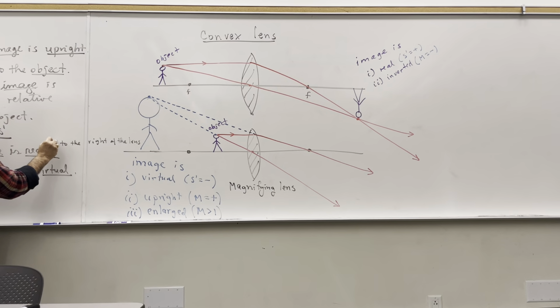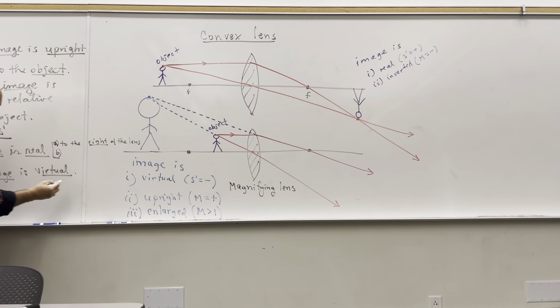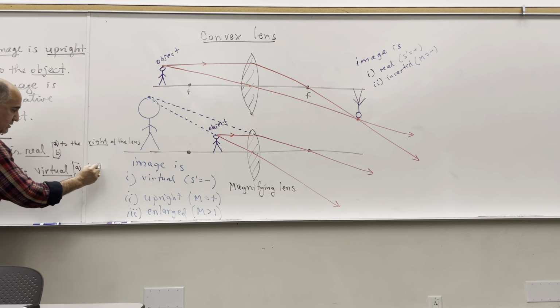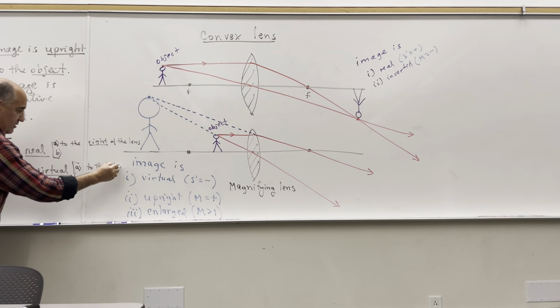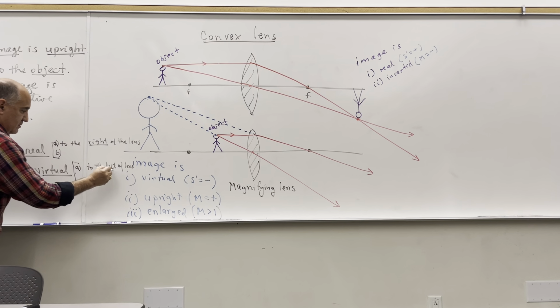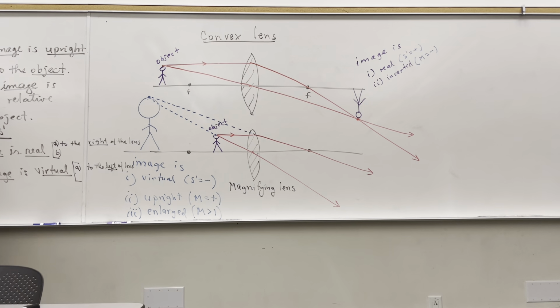That's number one. Now I have to investigate what happens with the mirror. Now, S prime is negative when the image is virtual, which for a lens would have to be what? To the left of the lens. Of a mirror? Or wait, no. Oh, sorry. To the left of the lens.